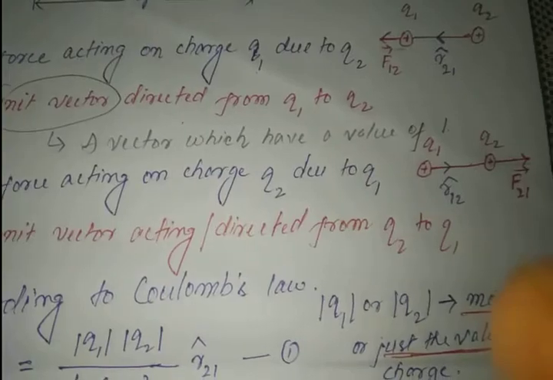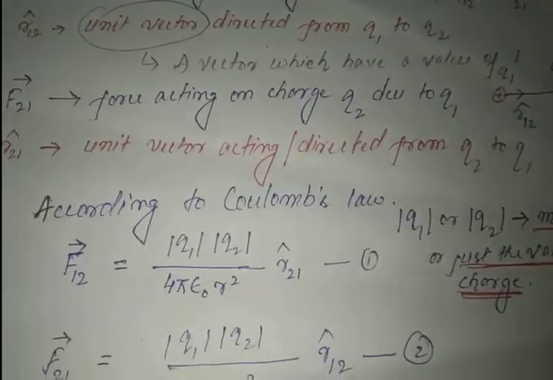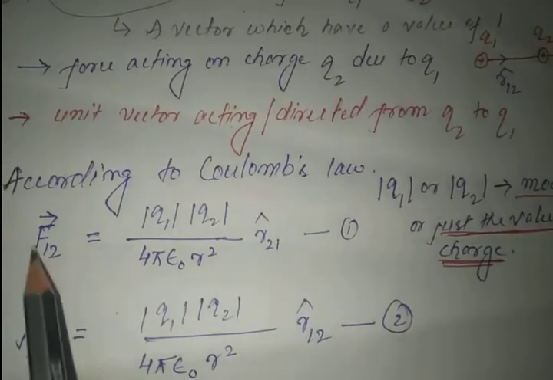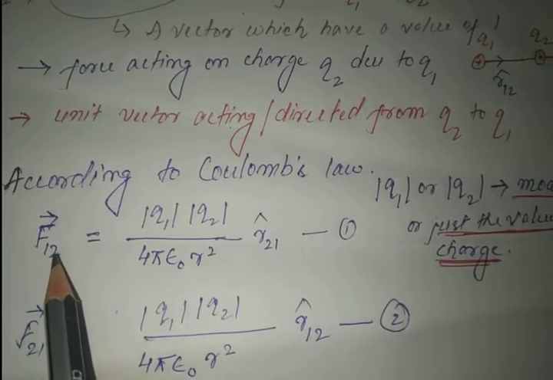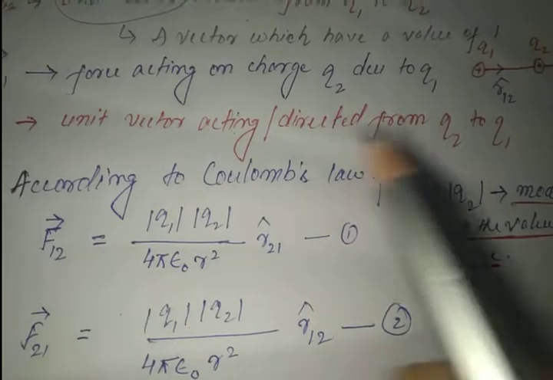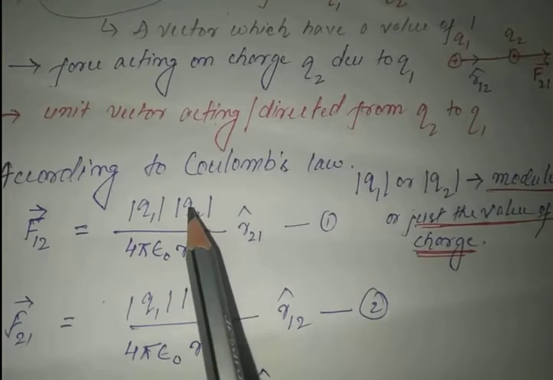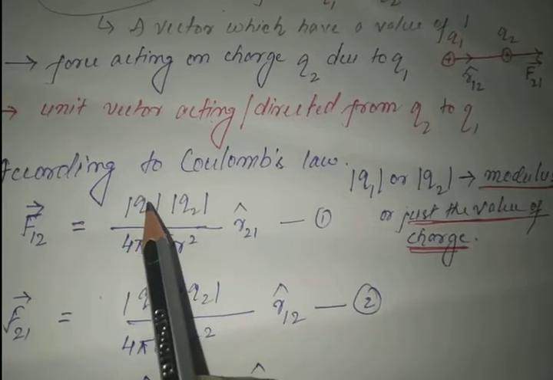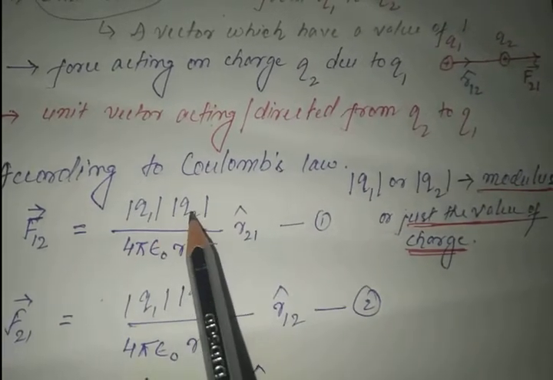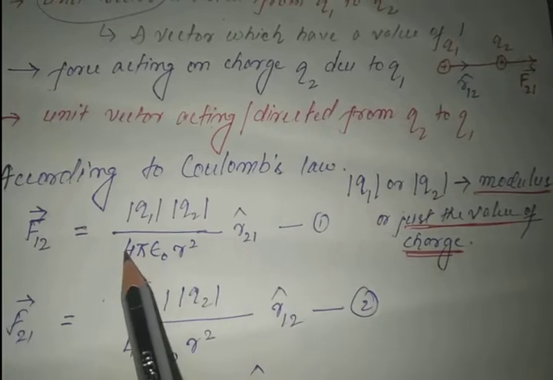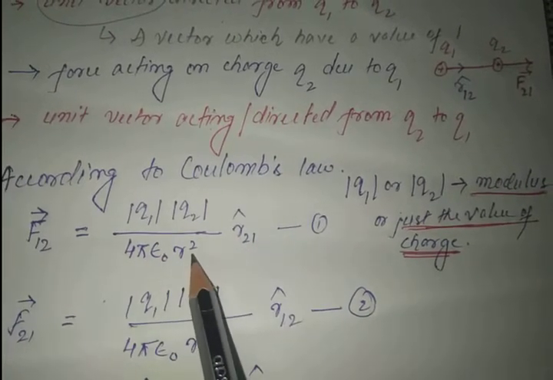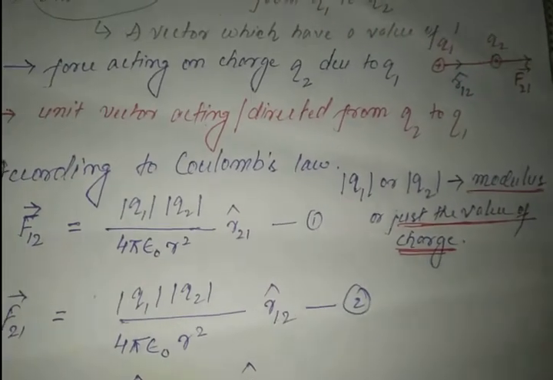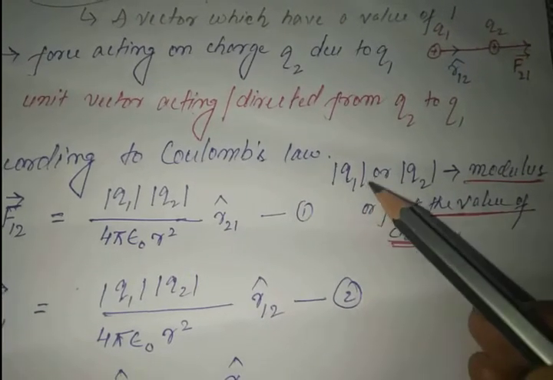Now if we apply Coulomb's law here, what do we have? F12 means we're talking about the interaction between Q1 and Q2, that means from Q1 towards Q2. So F12 is mod of Q1 mod of Q2 divided by 4 pi epsilon naught r square, r cap 21. Now what is mod of Q1 and Q2?